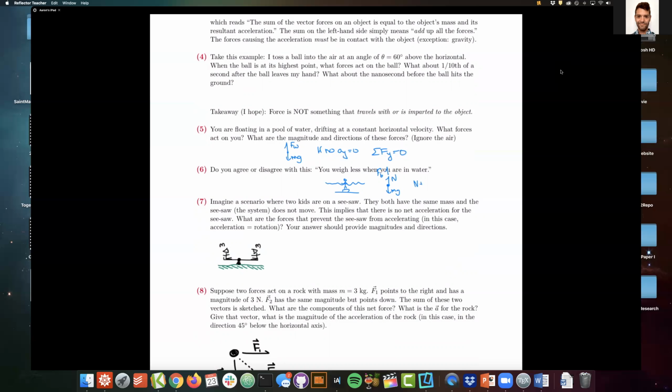So again, buoyancy plus the normal force must be balancing the downward forces, which is just mg. In this case, the normal force is not just your weight, mg, but it's mg minus however much buoyancy force you're experiencing.